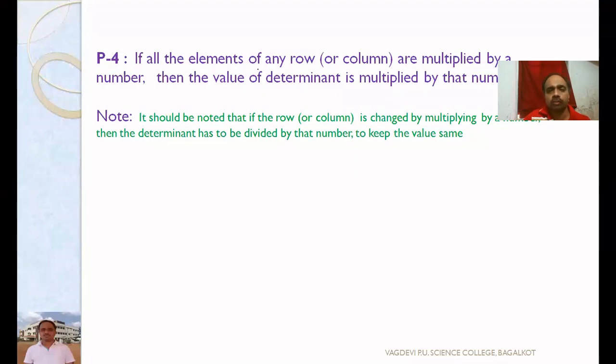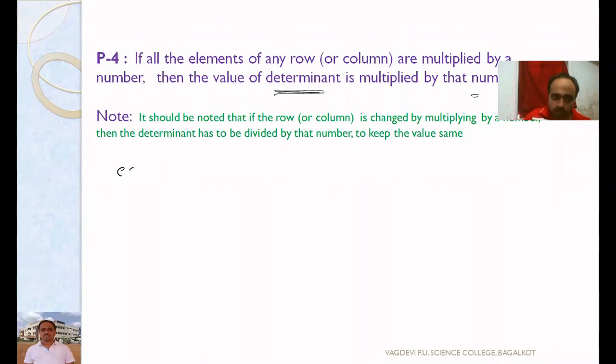And property 4 is, a very important property, if the elements of any one row or column are multiplied by a number, the entire determinant is multiplied by that number. Means when you are multiplying a determinant by a number, you have to understand like this: not all the elements are multiplied by that number. Only one row or only one column is multiplied by that number.